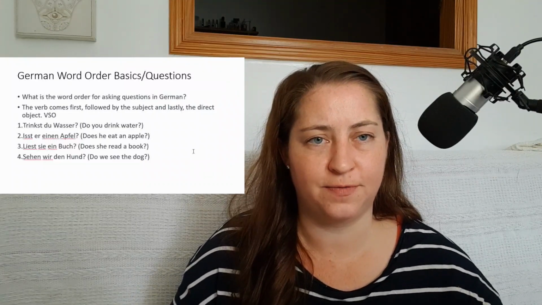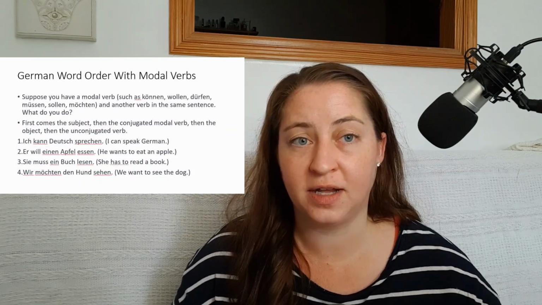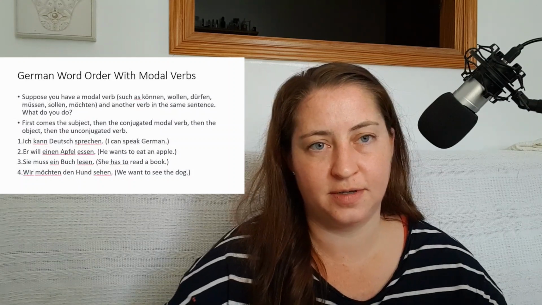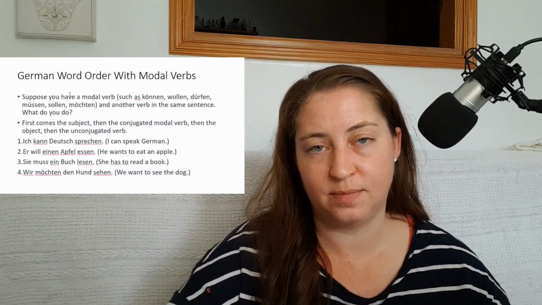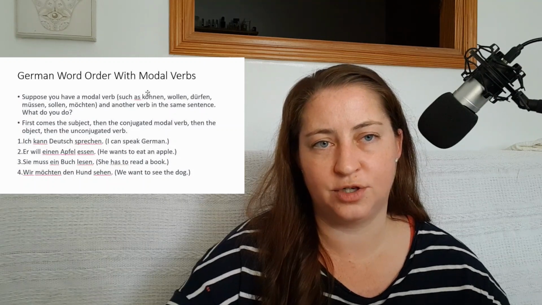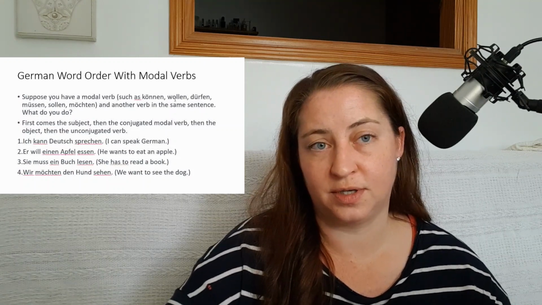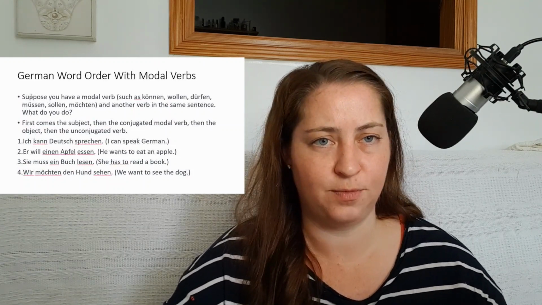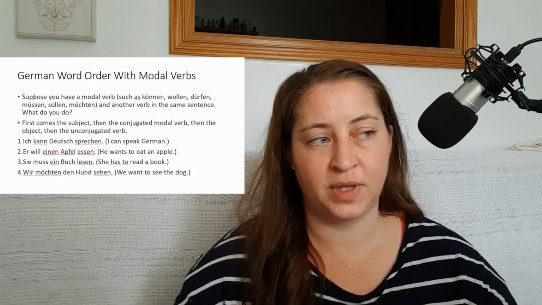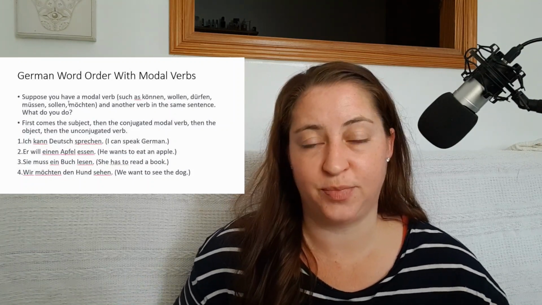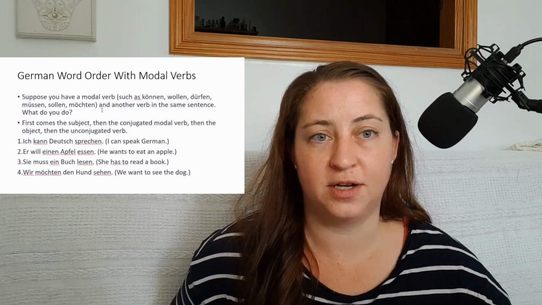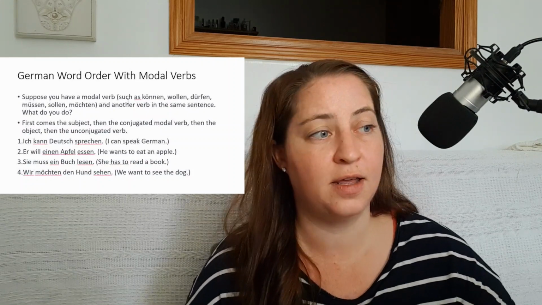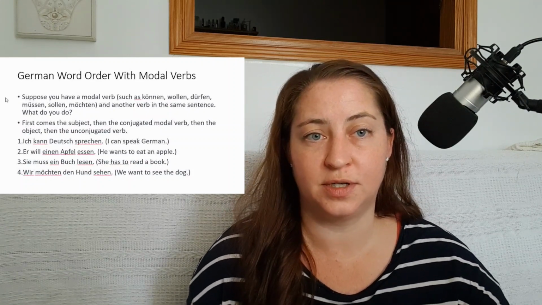But what if you have a modal verb? A word like können, can, wollen, want, dürfen, may, müssen, must, sollen, should, or möchten, want to. And then you have another verb in addition to that. Then what do you do? Where do they go? First, we're going to put the subject as before. Then we're going to conjugate the modal verb. So ich kann, not ich können, but ich kann. Or er will, sie muss, wir möchten.